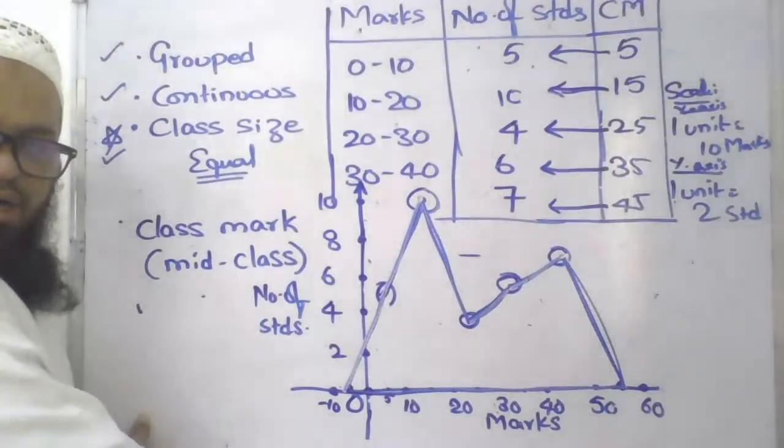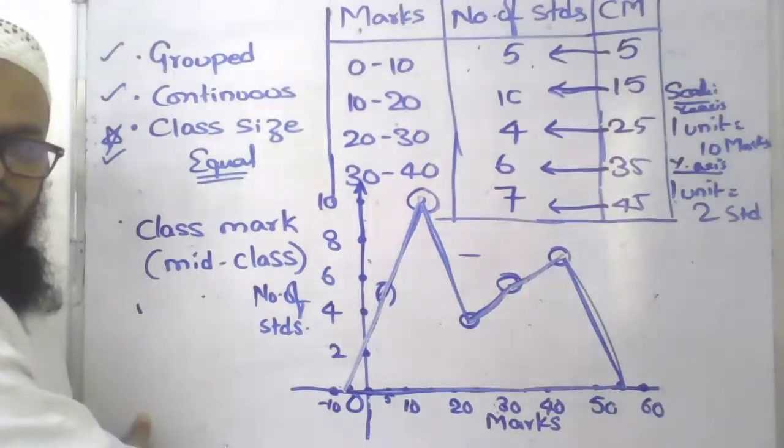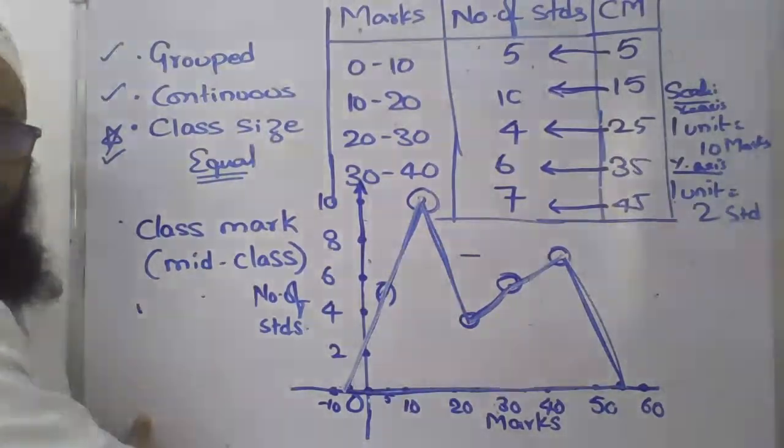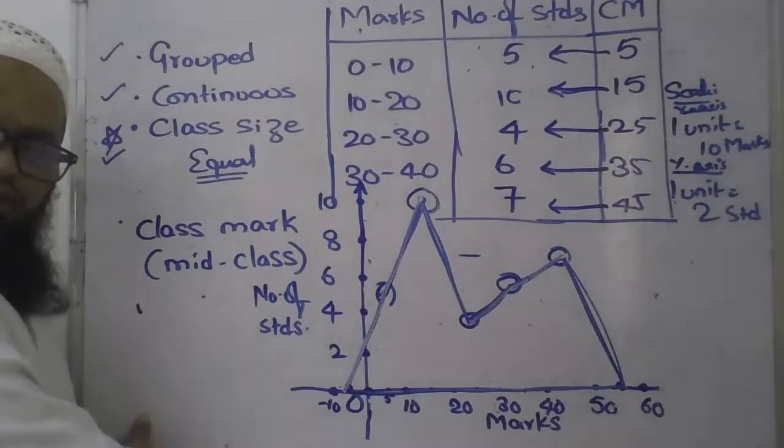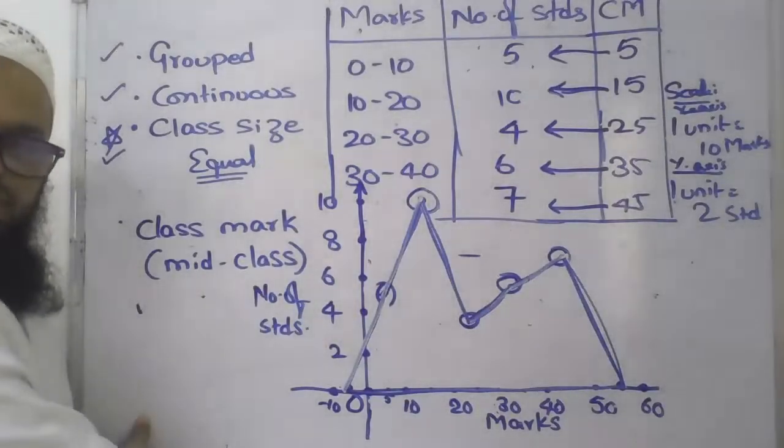Yeah, a number between minus 10 and 0, like the others. Yes, Rishan. Sir, should we write the class mark on the x-axis in the graph? Class mark, no need to write. If you want, if you write it also, it's not a problem.